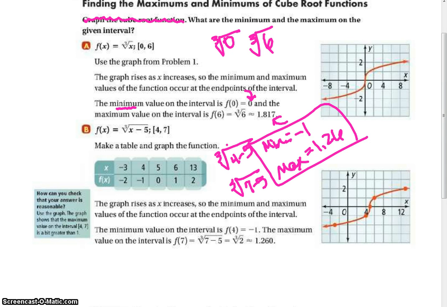I'm not going to have you graph it. You don't have to really compare a lot. I want to know what is the minimum value, what is the maximum value. You put the small number in, see what you get. You put the big number in, and you see what you get.